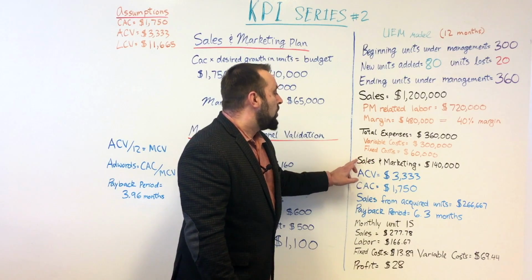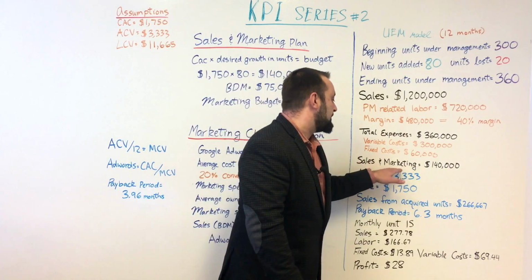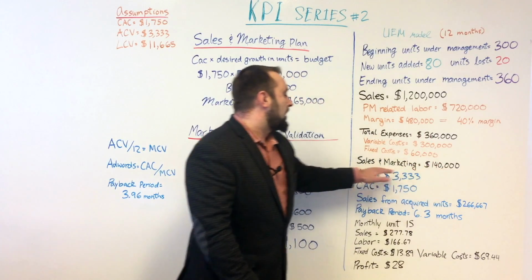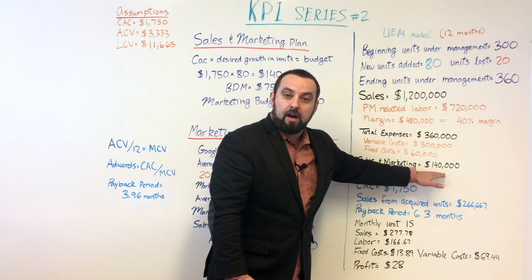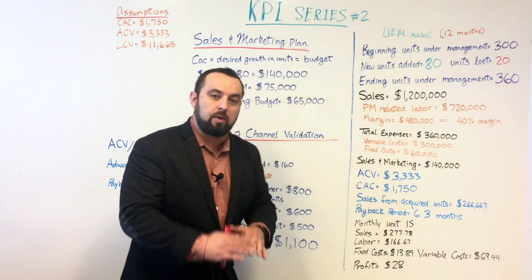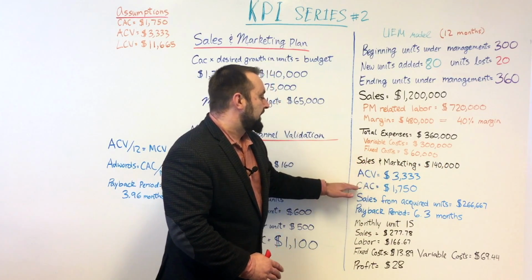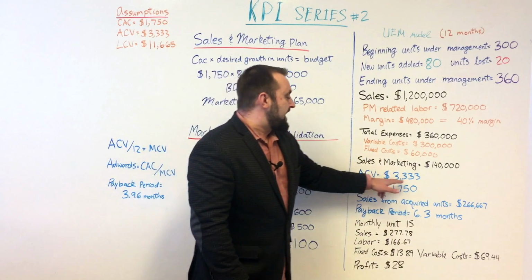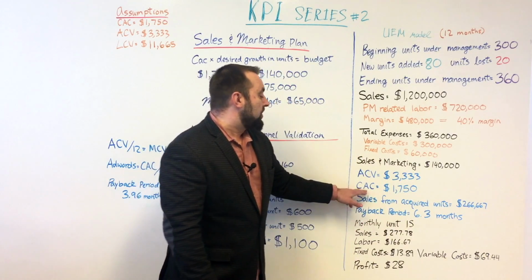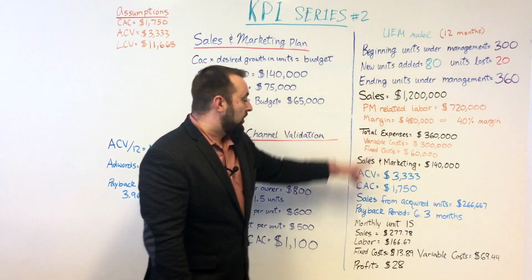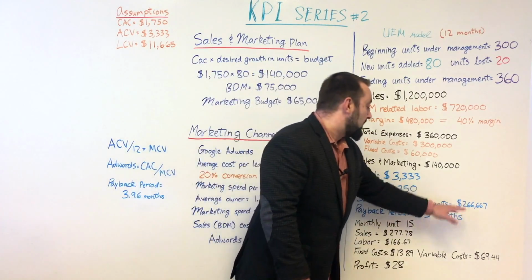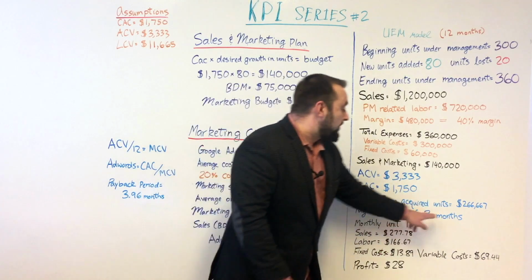Then you want to isolate your sales and marketing budget. So this would be part of these expenses, but it is an item in itself. You will see why we need to use it later for some of the calculations. The formulas I have in the spreadsheet will give you your ACV, annual contract value, and the customer acquisition cost based on the numbers you fill in, right? And it will also total up the sales from acquired customers, your average payback period.